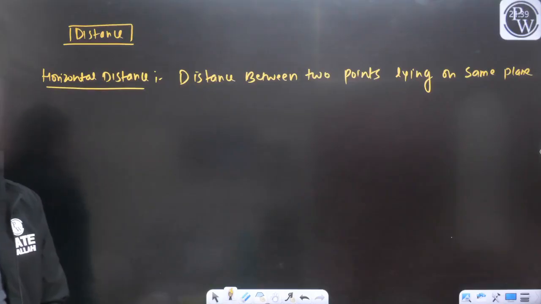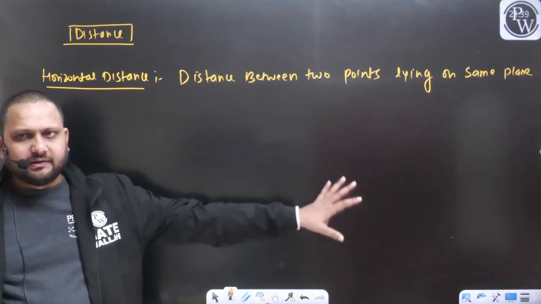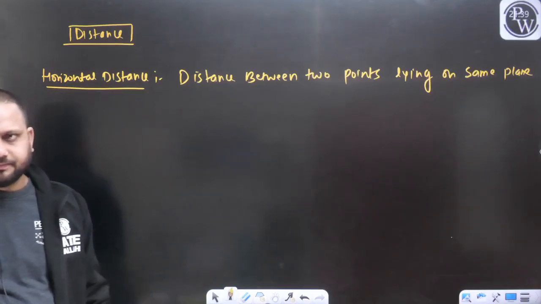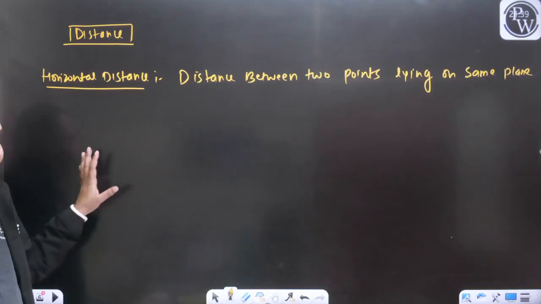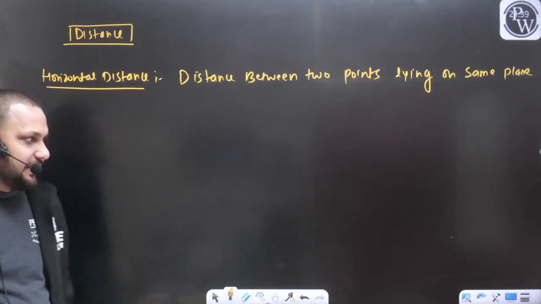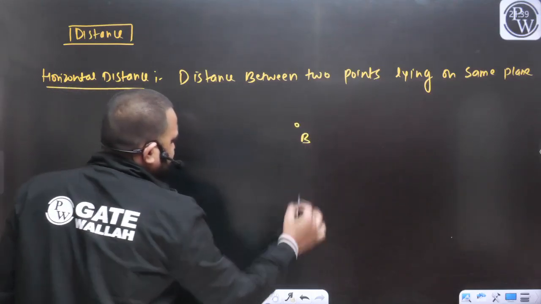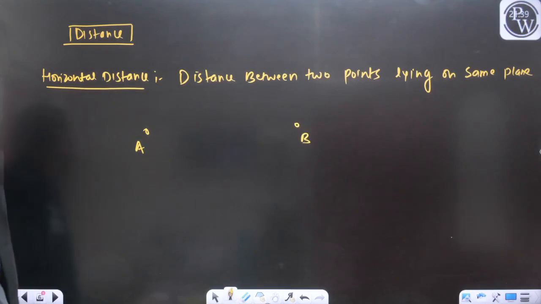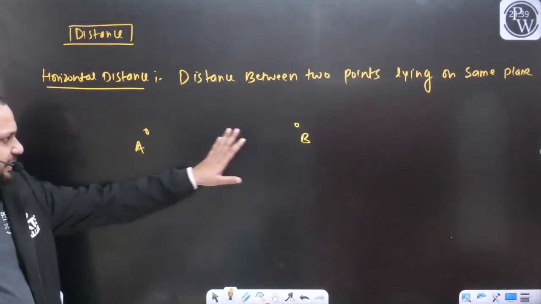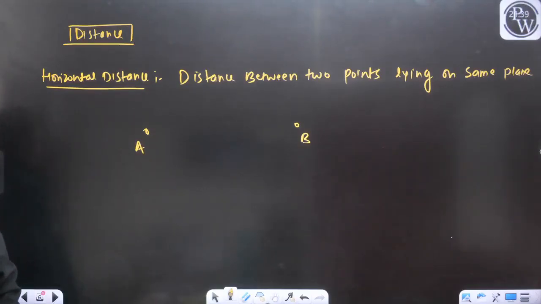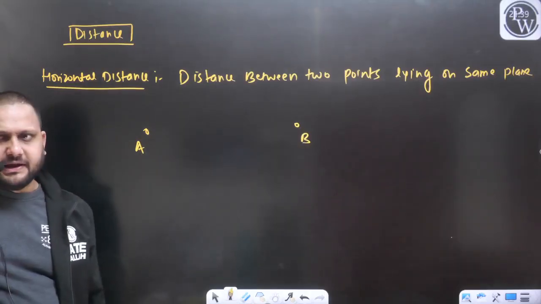For example, you can see this screen. Consider this as a plane. Let's say there are 2 points A and B. Can I say both these points are lying on the same plane? Yes or no?